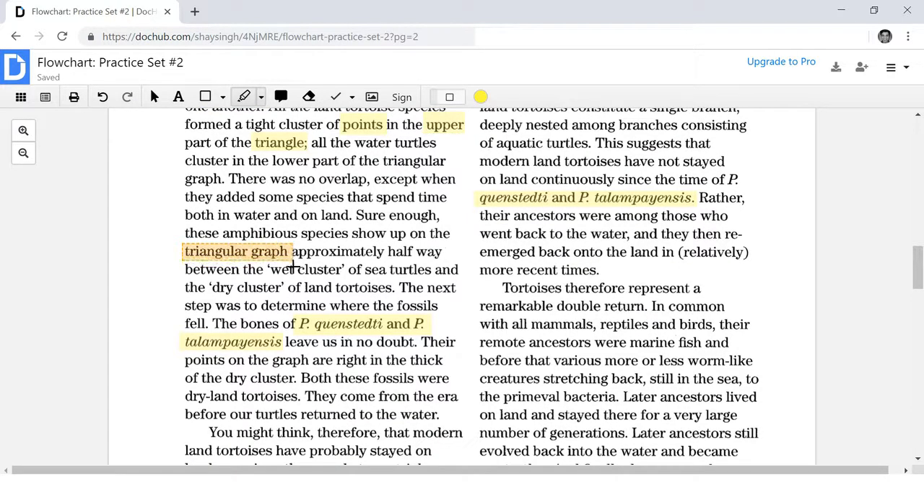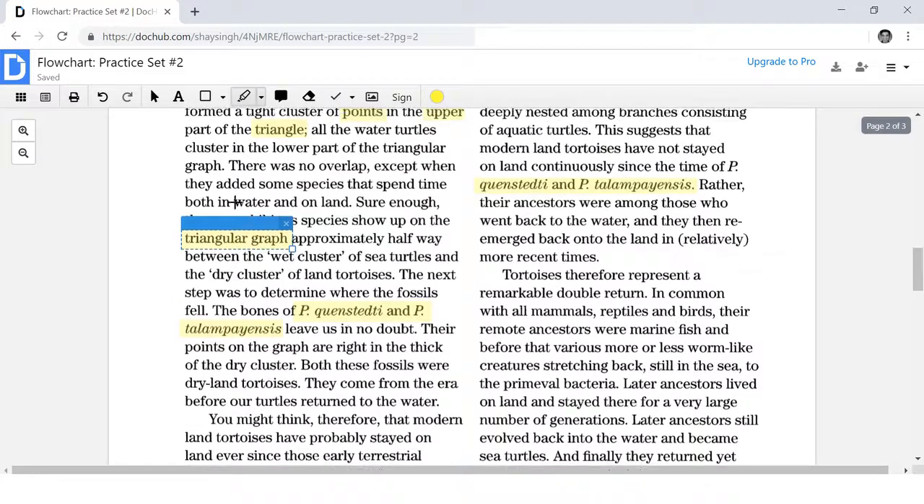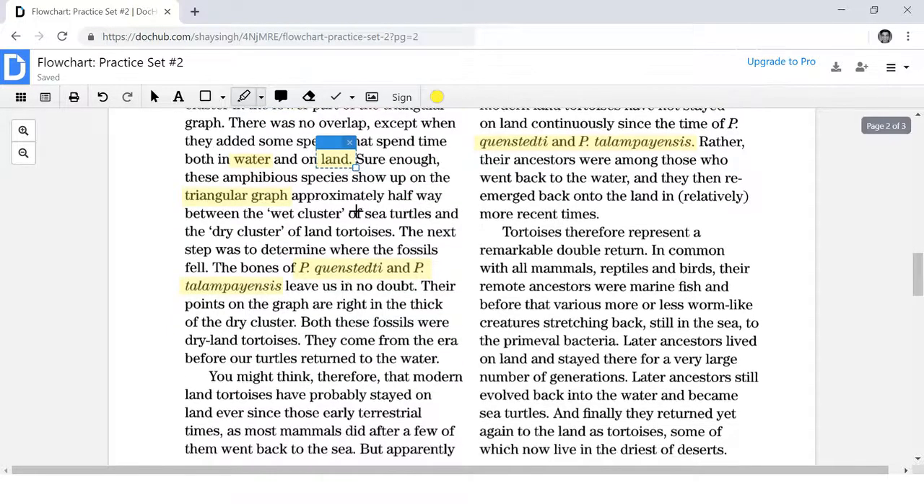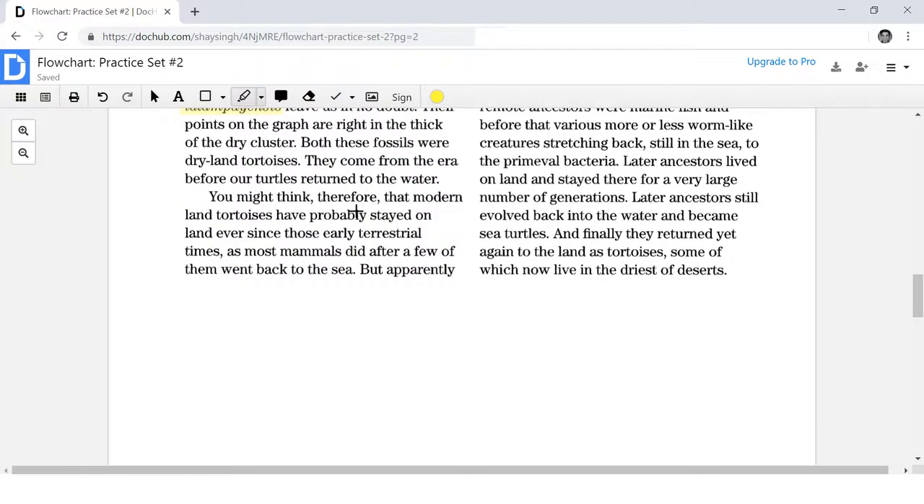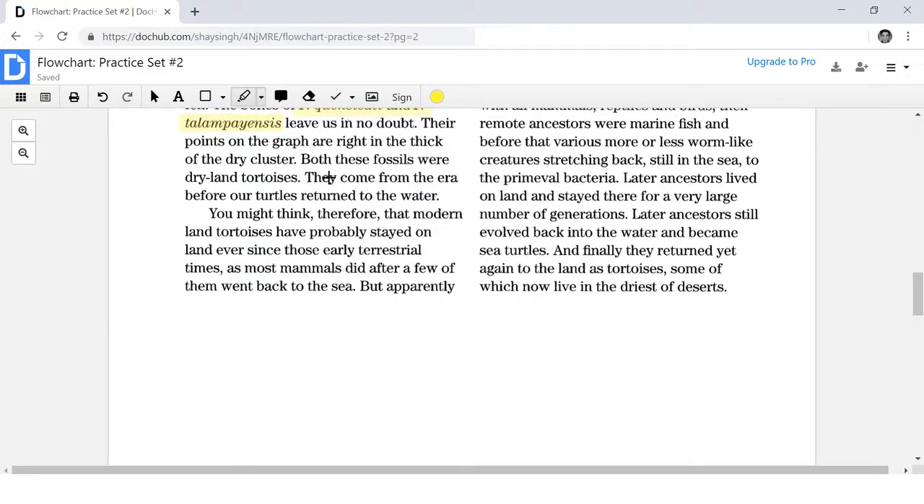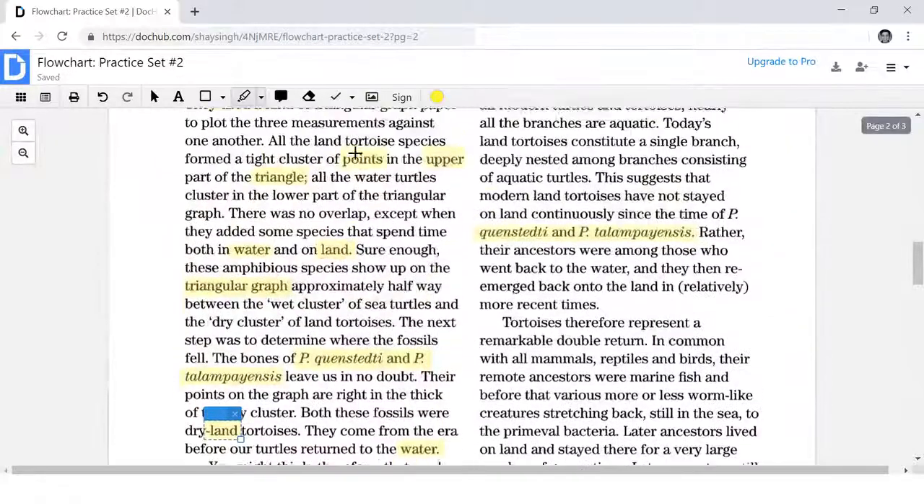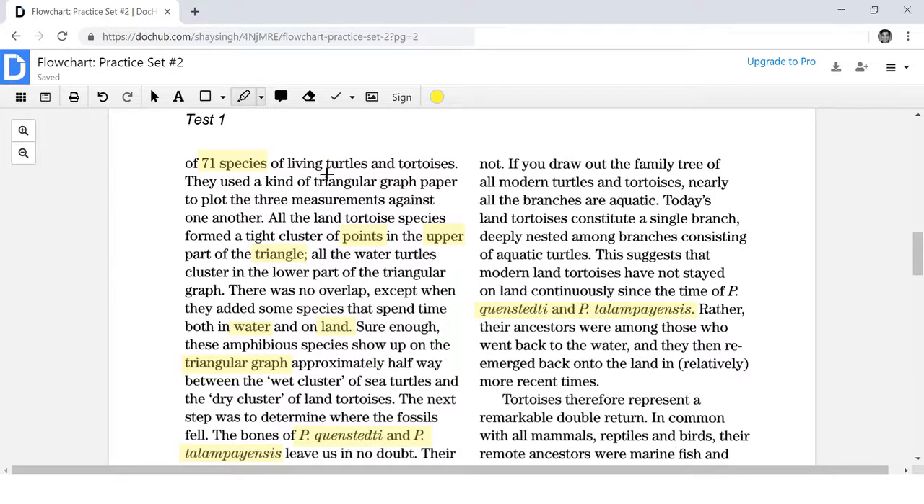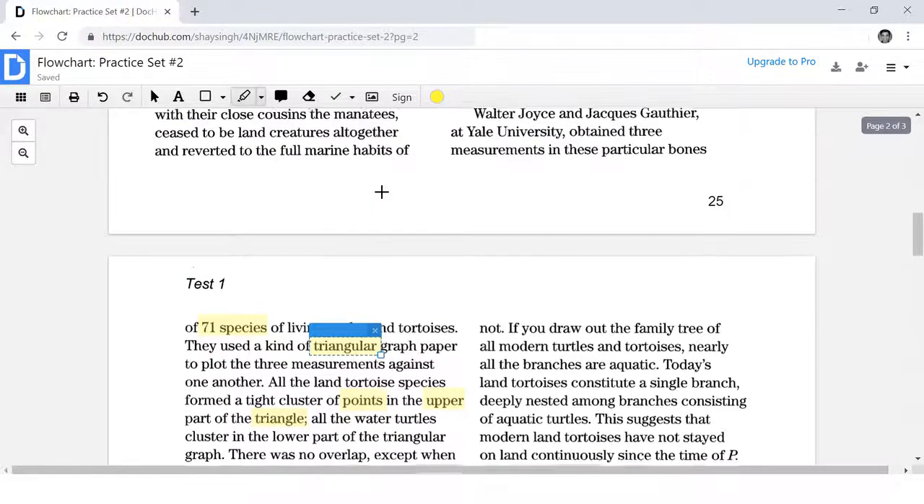So here I see triangular. I also see the word graph. I see something about water and land. I remember that there was something about land and sea tortoises. Let's see what else. Mention something about land here, again about water. Okay, let's see. Something here again about triangle. So you can see that we have a lot of keywords here. Bones. I remember that bones was another one of our keywords.